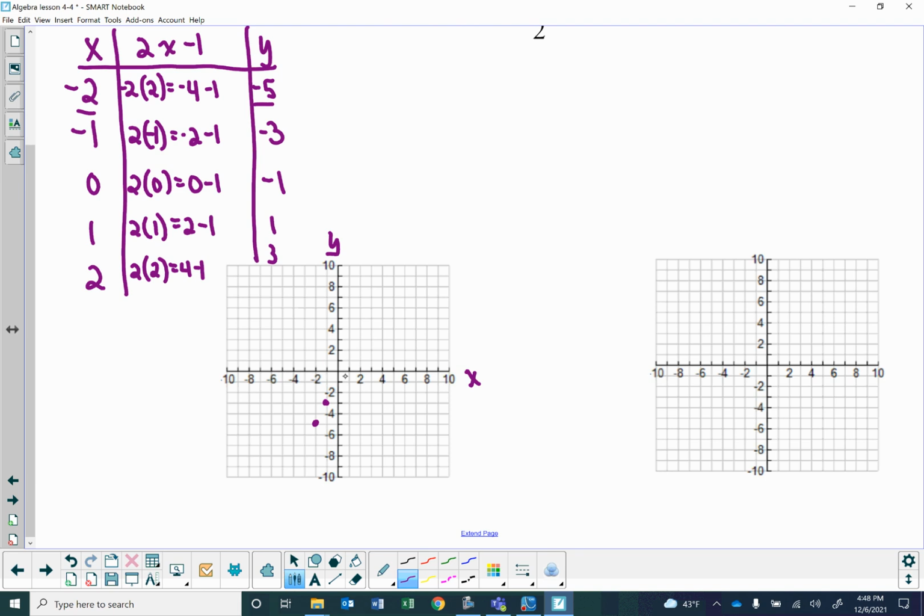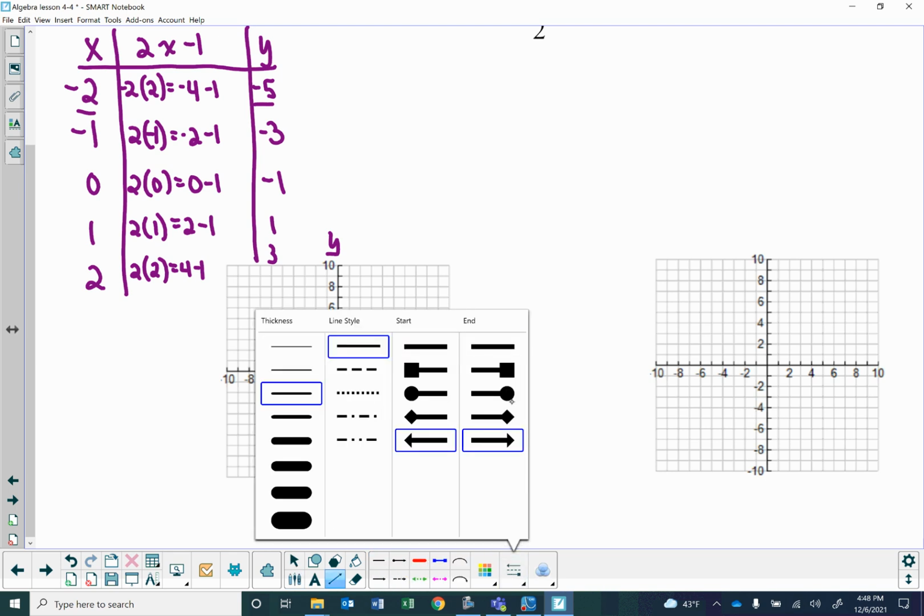Zero, negative 1: stay at my origin, go left and right, no points, go down 1. One, 1: start at my origin, go right 1, up 1. And last but not least, 2, 3: start at my origin, go over 2, up 3. All of these points should make a line. If they don't, you messed it up.